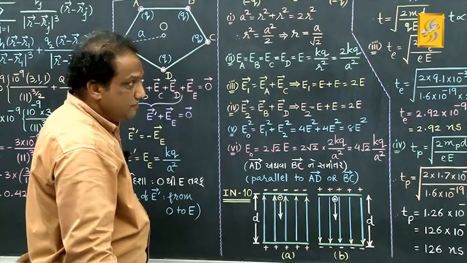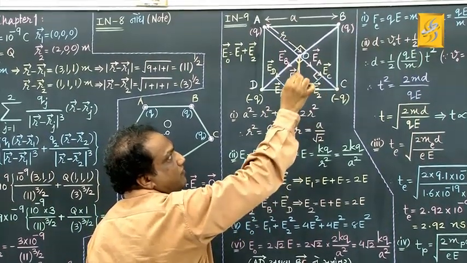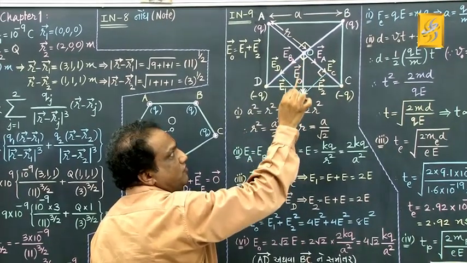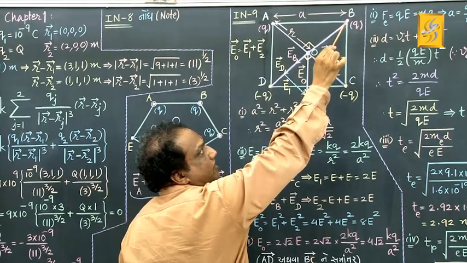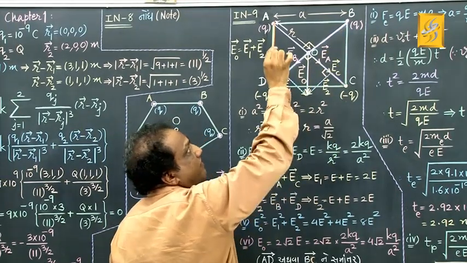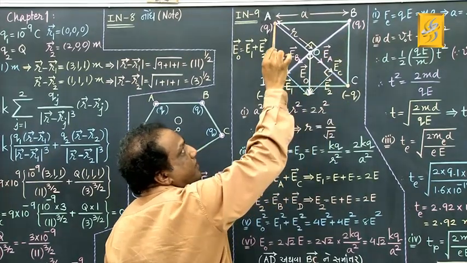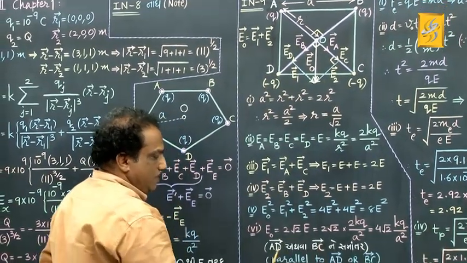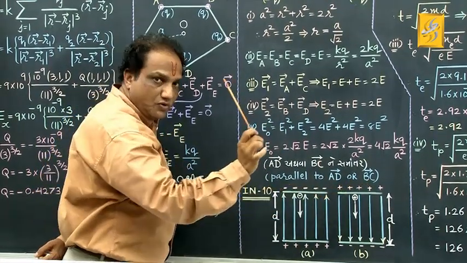What about its direction? You can see this vector plus this vector is going to give you this vector, which is the direction of vector EO. And it is parallel to vector BC or vector AD. I have written here in brackets, parallel to vector AD or vector BC. Okay, fine.